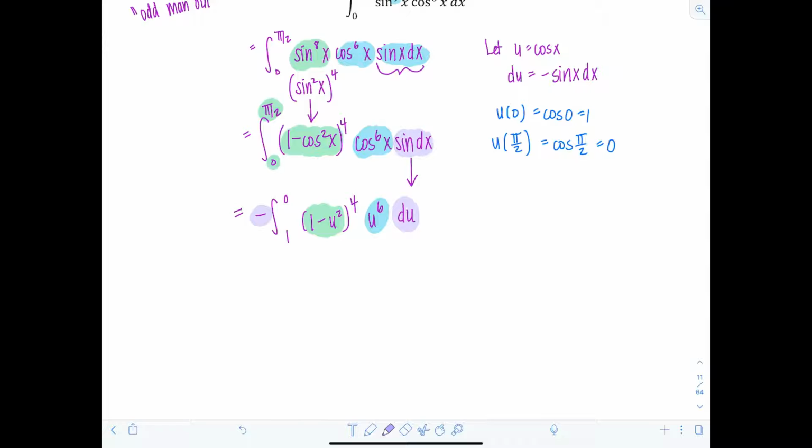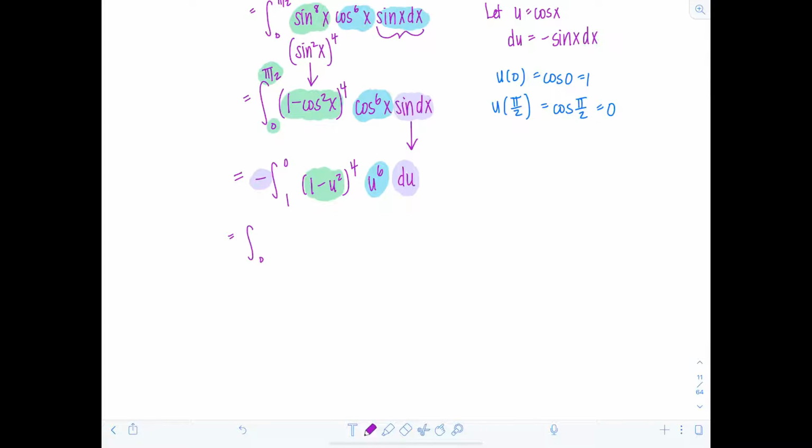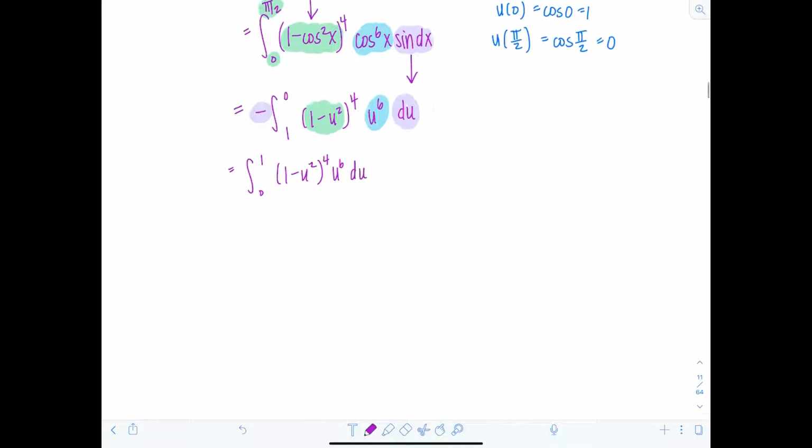Okay, this problem is just crying out for us to flip those limits of integration and get rid of the negative. Don't you agree? So 0 to 1, 1 minus u squared to the 4th times u to the 6th du. And then you might sit there for a second and think, oh my goodness, do I really have to multiply that out? Could I get away with another substitution? No, you cannot. So yeah, you have to multiply it out. Or if you remember how to use Pascal's triangle in the binomial theorem, that might save you some steps. But in case you don't, I'll just show you how to multiply it out.